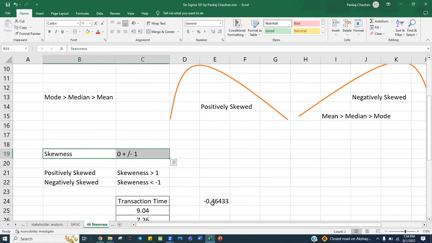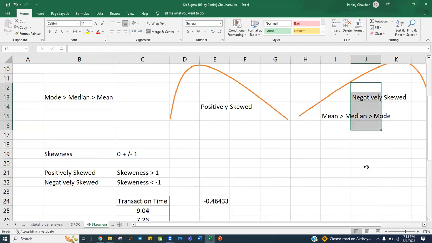So because the skewness value is minus 0.46, we will not call this data significantly skewed, but yes, this gives you an indication that there is a symptom in this data, that is, the data is towards the negative side, like this negatively skewed data.